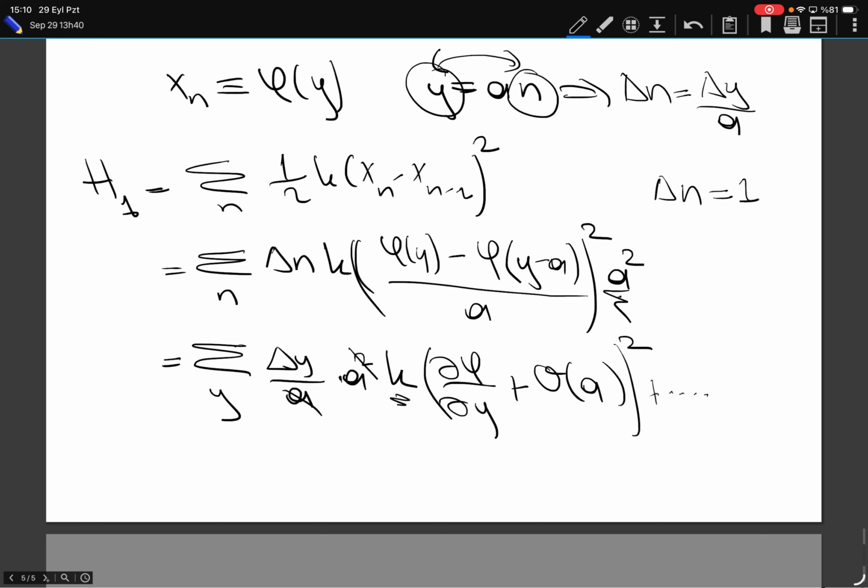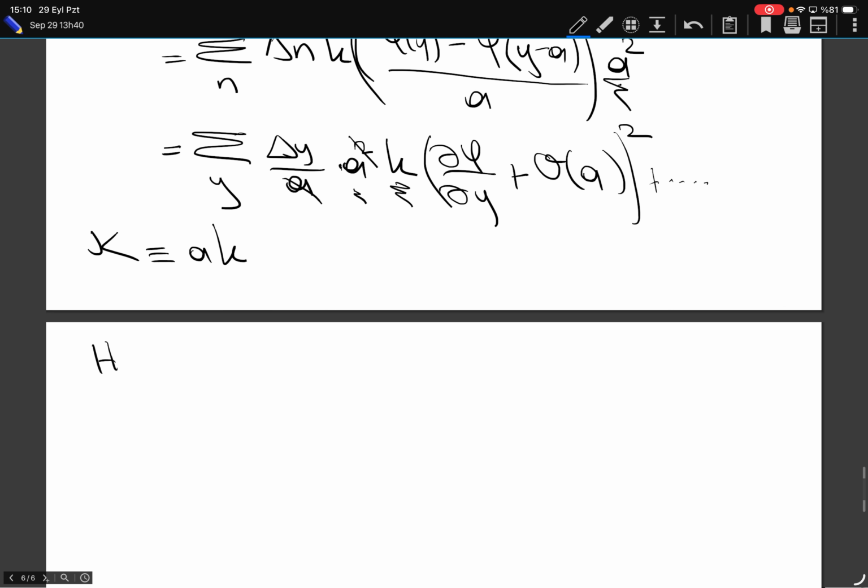K is the spring constant, A is the length. So if the length is reduced by 2, if A is reduced by 2, then K will be increased by 2. So A times K will remain the same. It won't change. So what will happen over here is this becomes, let me call it kappa, A times K. So H1 is now the sum over y, delta y. Let's say I'm taking the limit as A goes to 0, K diverges such that kappa is finite.